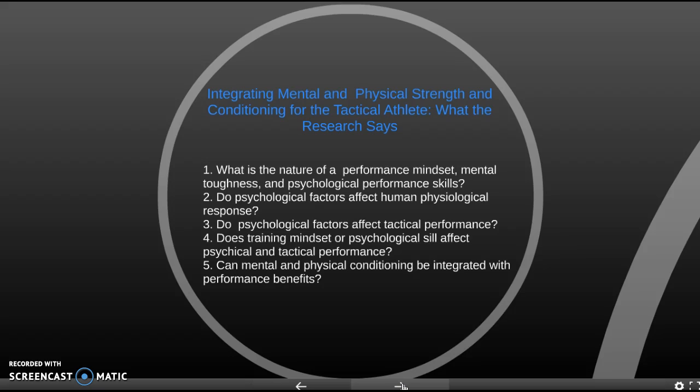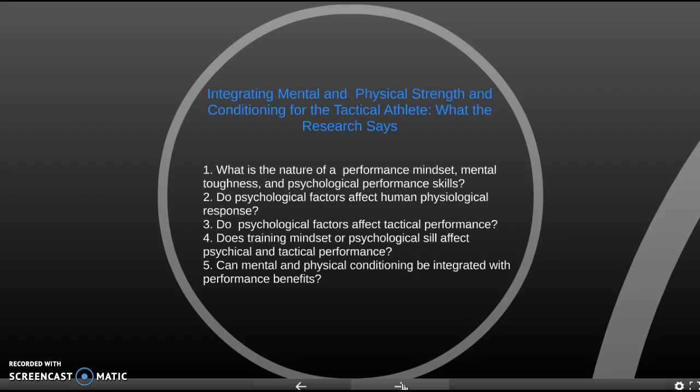Two, do psychological factors affect human physiological response? Three, do psychological factors affect tactical performance? Four, does training mindset or psychological skill affect physical and tactical performance? Five, can mental and physical conditioning be integrated with performance benefits?